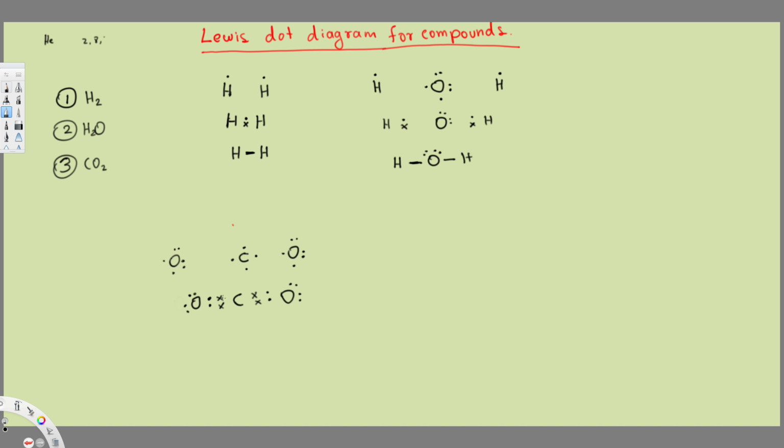And now instead of these bonds we are going to put lines. So this is going to be 2 lines, because 2 bonds for carbon, 2 bonds for oxygen, and we have 4 electrons around oxygen. And this is the final Lewis structure for CO2.